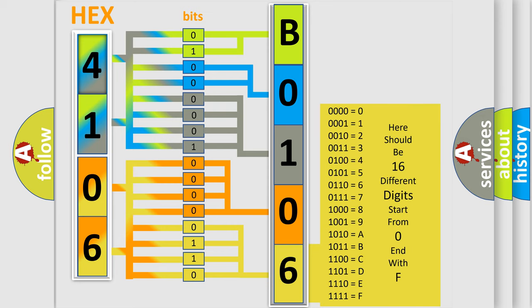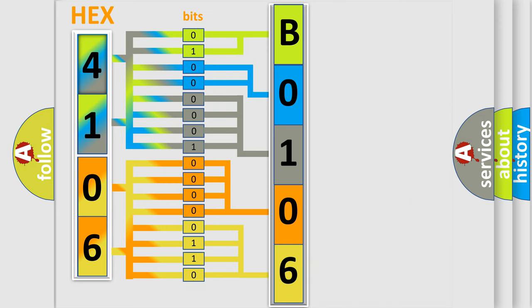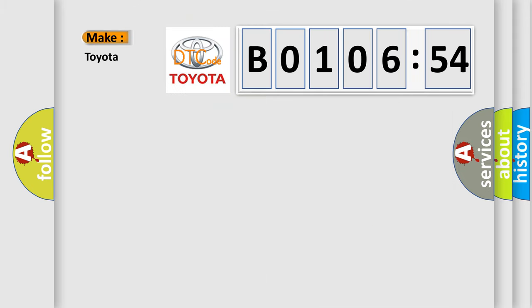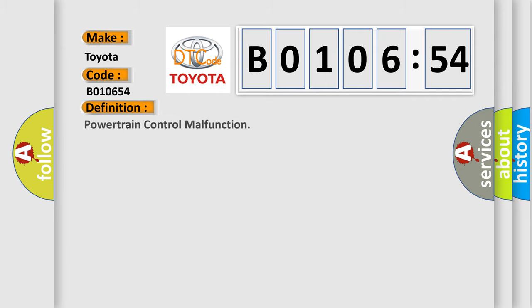We now know in what way the diagnostic tool translates the received information into a more comprehensible format. The number itself does not make sense to us if we cannot assign information to what it actually expresses. So, what does the diagnostic trouble code B0106-54 mean specifically for Toyota? The basic definition is powertrain control malfunction. And now this is a short description of this DTC code.